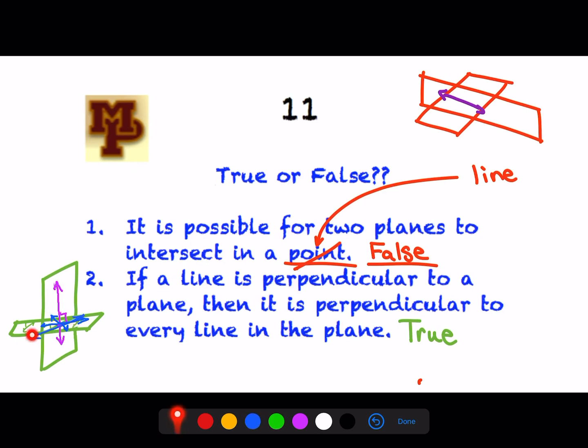So no matter which line goes through this plane, those lines will all be perpendicular to the line going through it. That's perpendicular to the plane. So number 2 would be a true statement because every single blue line here will remain perpendicular to the purple line because the purple line is perpendicular to the green plane, which holds all of the blue lines.